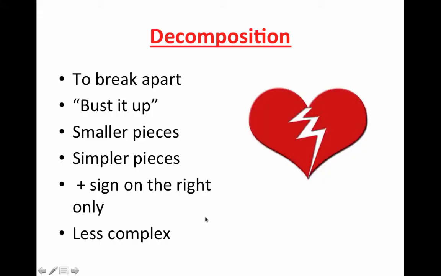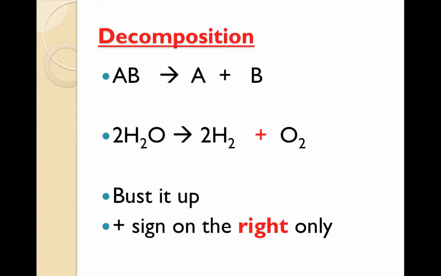So a decomposition reaction, or decomp as I like to say it, means to break it apart. I like to say it means to bust it up. You are going into smaller pieces. Another way to say that is simpler pieces. The way to distinguish it, you're going to have a plus sign only on the right, and it's definitely less complex. So if you want a formula, you're going to start with AB, which is going to yield or bust up A plus B. We can then reverse the reaction that we just saw with water busting down into its parts, which is hydrogen gas and oxygen gas. And remember, this is the plus sign on the right only.